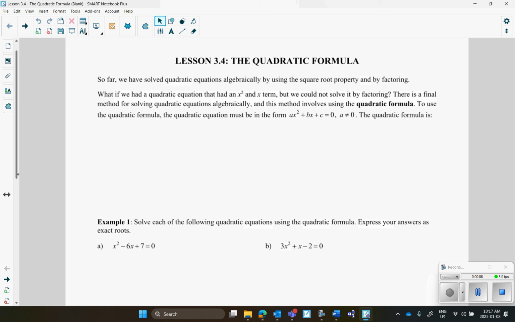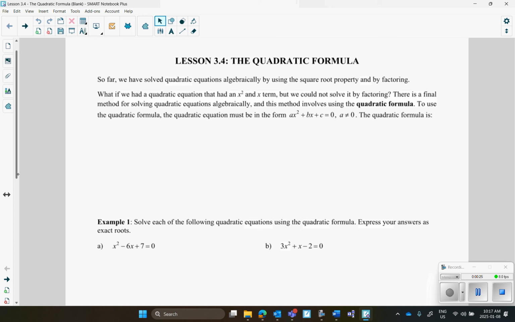So just to refresh your memory, it's been a few weeks. We've been solving quadratic equations. How can you tell if an equation is quadratic? What does it have in it that makes it quadratic? That's a square. Okay.